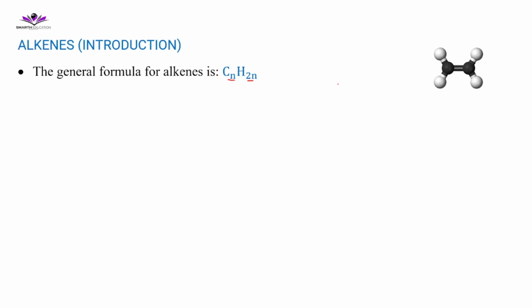Let's say you have an alkene with 11 carbons. It will be C11, and then how many hydrogens? We're going to say 2 times 11, which is 22. So this is the general formula for alkenes.